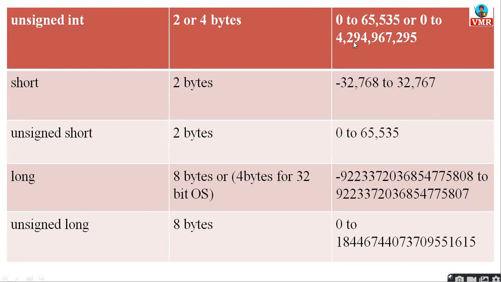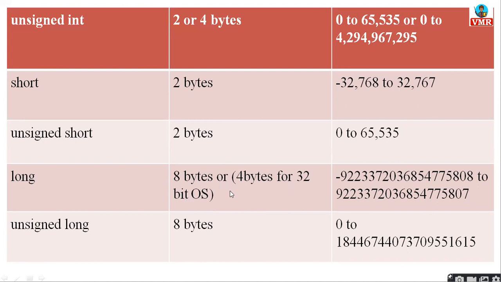So its range is 0 to 65535 or 0 to 4294967295. And for short, you are going with 2 bytes, that is -32768 to +32767. And for unsigned short, again it is 2 bytes, that is from 0 to 65535. Okay. And then coming to long, 8 bytes or 4 bytes for 32-bit OS.